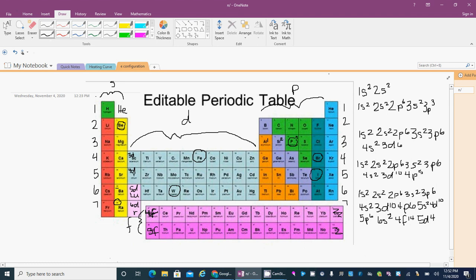The periods 1 through 7 on both sides. You need to move helium over so it's on the top of this column. You need to mark these two columns S, the center 10 here D, these over here P, and then the bottom F. And then also label 3D, 4D, 5D, 6D, 4F, 5F. So if you want to pause the video, go ahead and pause the video and get all those things labeled on your periodic table, and then we'll continue on to the next thing.